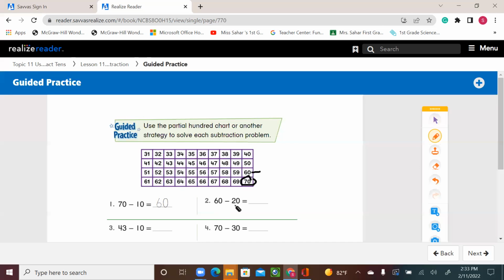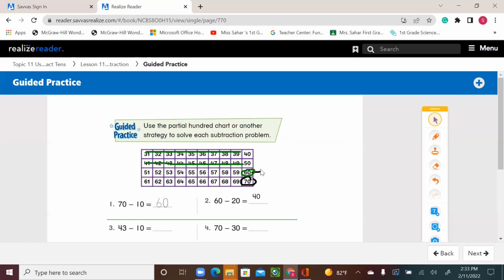Number 2, 60 take away 20. Let's take a different color. 60, that's my number. I'm subtracting 20, means 2 rows of 10s. So that's the first one, and that's the second one. So land on 40. So 60 take away 20 equals 40.